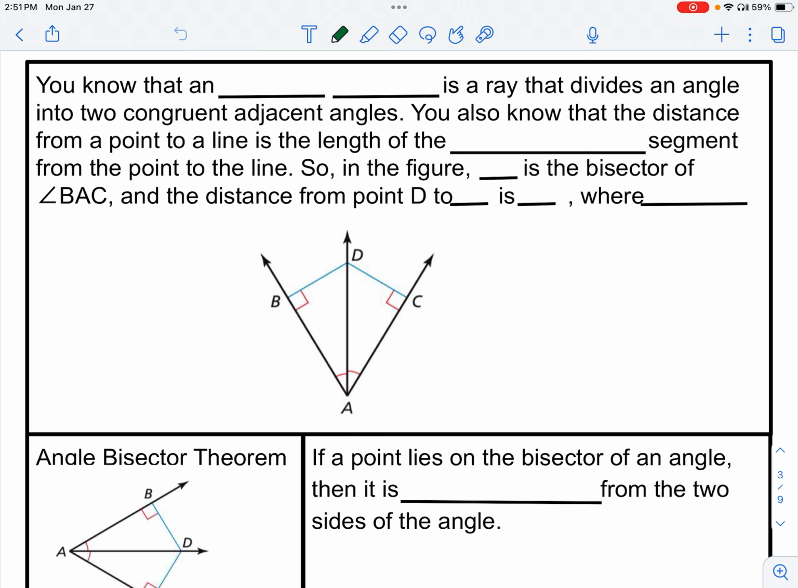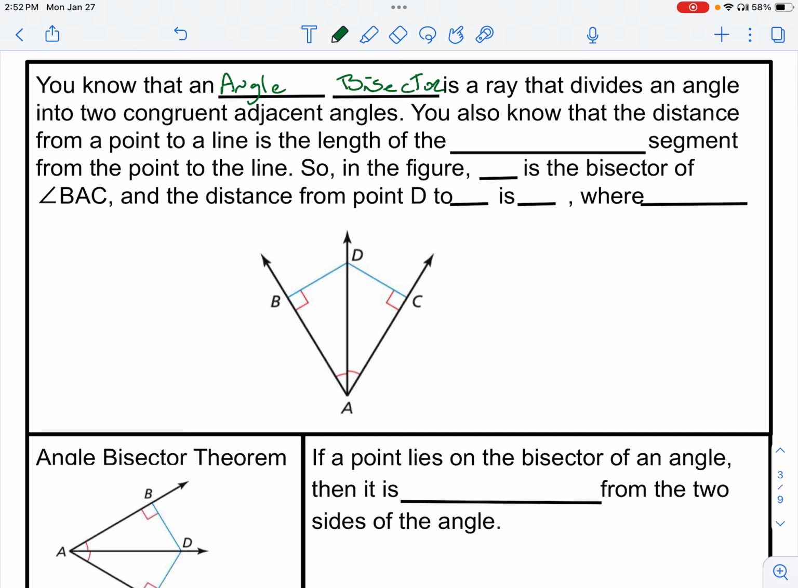All right, last one we talked about perpendicular bisectors. Now we're going to talk about angle bisectors. And we remember that an angle bisector is a ray that divides an angle into two congruent adjacent angles.